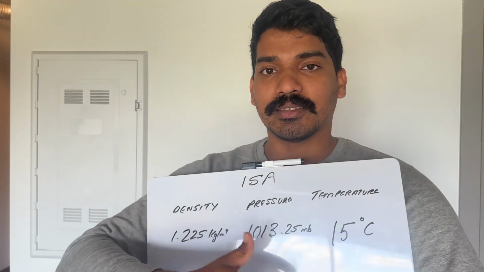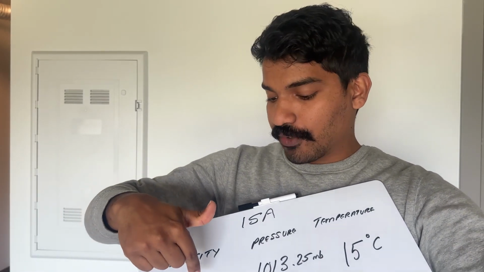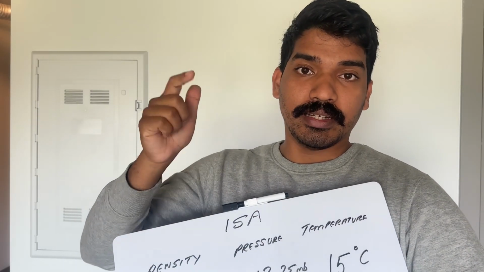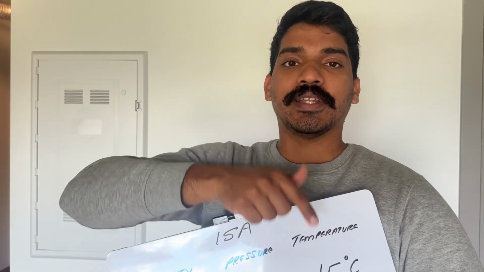So remember these three numbers. I want to remind you again. Density is 1.225 kg per meter cube. Pressure, important, 1013.25 millibars, right? And temperature, 15 degrees Celsius. Remember these three numbers throughout your life, guys.